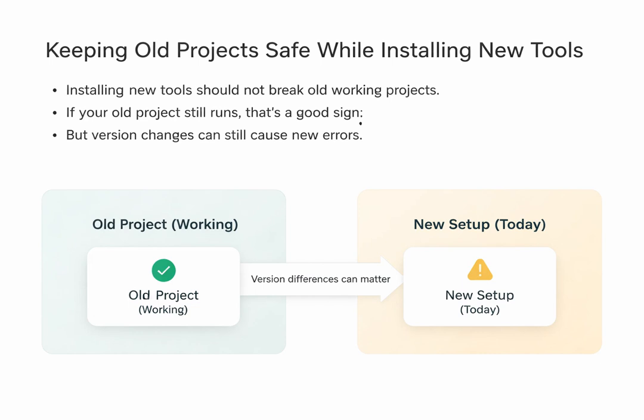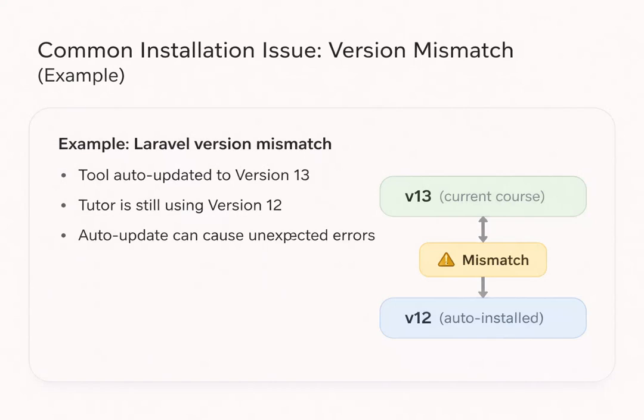The tutor reassures them. If the old project still runs, that's a good sign. But the important warning is that version differences can still create issues in the new setup, even if older work continues to function. The tutor gives a very common real-world example. Sometimes a tool or dependency updates automatically. In the example, Laravel version 13 appeared, while the tutor is still using version 12 for the course. That mismatch can lead to confusing errors, because commands, defaults, or dependencies may behave differently between versions.